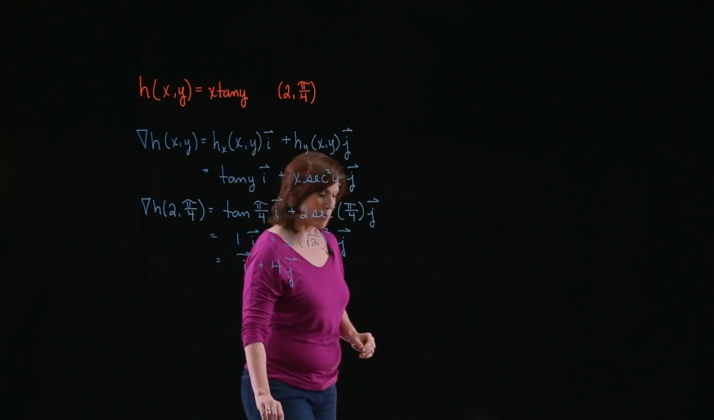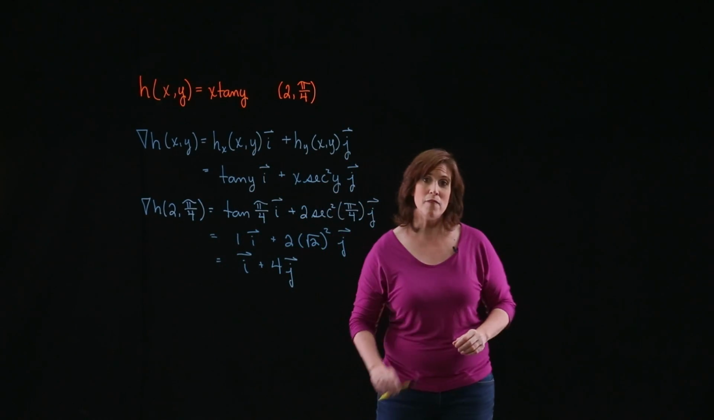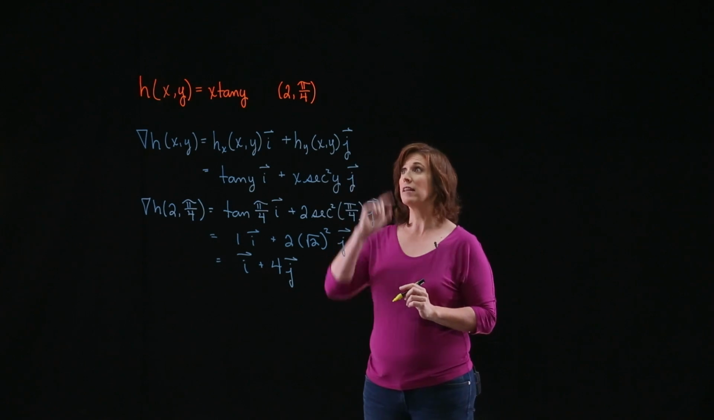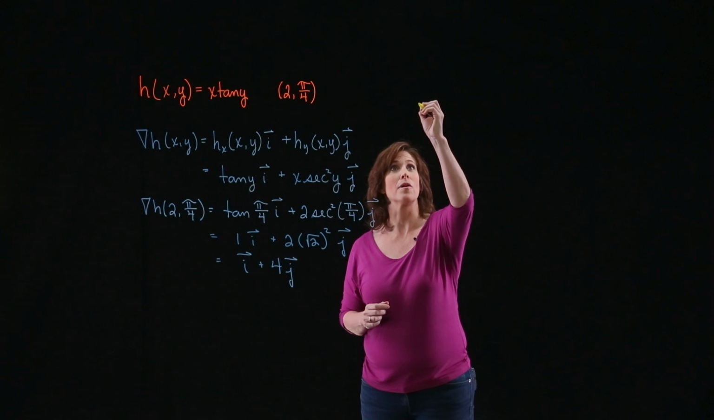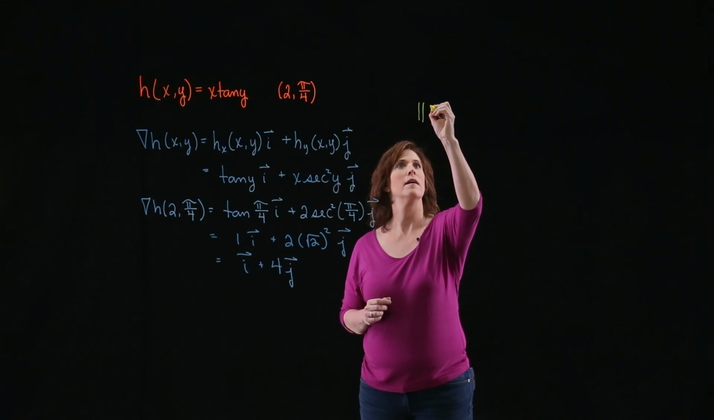Now the second part of this problem asks me to find the maximum value of the directional derivative at the point (2, pi over 4). Well, that occurs at the norm of my gradient.